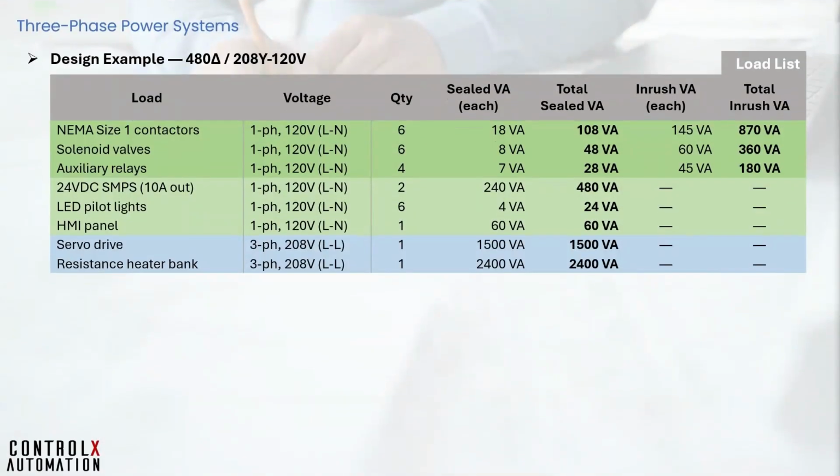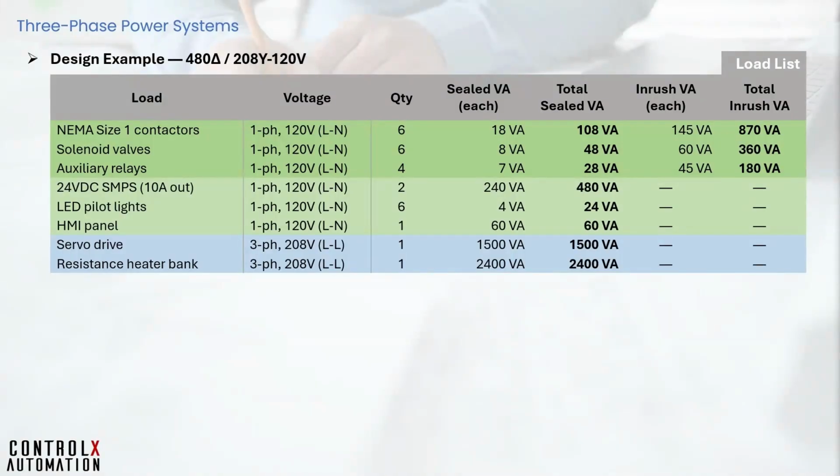Okay, let's apply what we have learned with this example. My control panel is fed with 480 volts, but my loads require both single phase 120 as well as three phase 208 volts. We need to calculate the size of the step-down transformer for this panel. I've compiled the load list from my control panel, which has mixed loads as you can see. The loads include electromagnetic switching devices rated for single phase 120 volts, some non-inrush 120 volt consumers, as well as three-phase servo drives and heater banks.